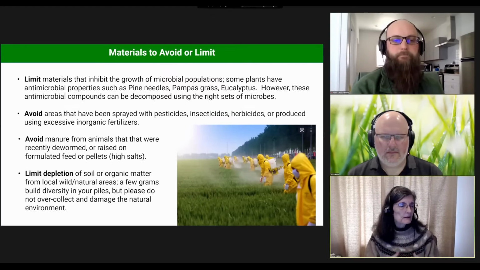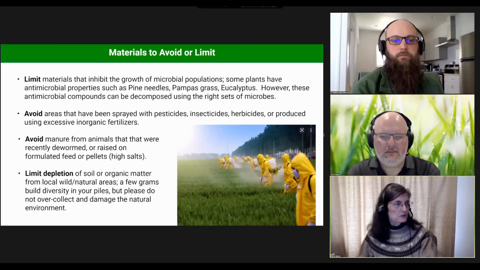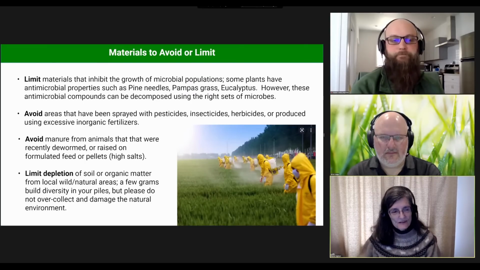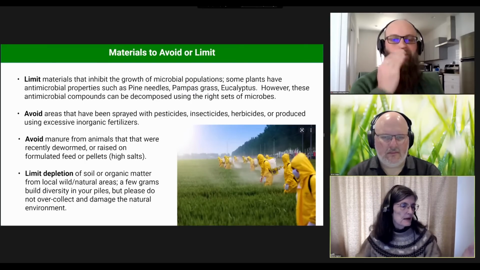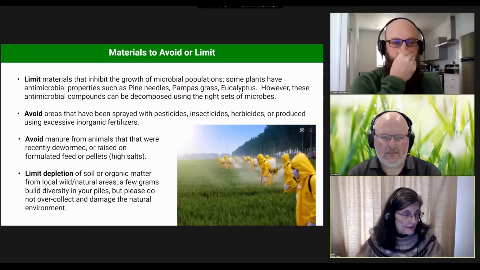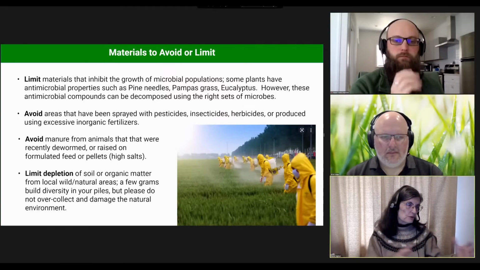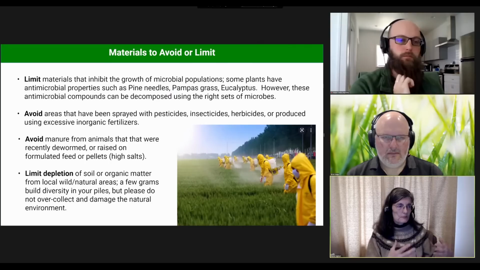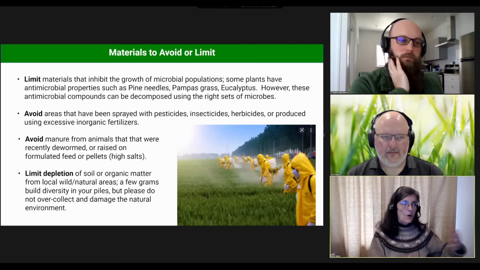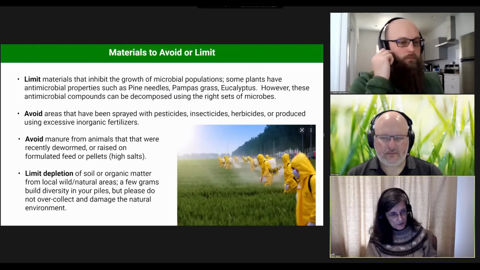So think about the antimicrobial agents in pine needles or pampas grass, or any one of those. Well, walnuts come to mind. Even alfalfa makes allelopathic compounds. And those have to be dealt with before you put them into your compost. We don't want to be slowing down these processes once you get the compost started.